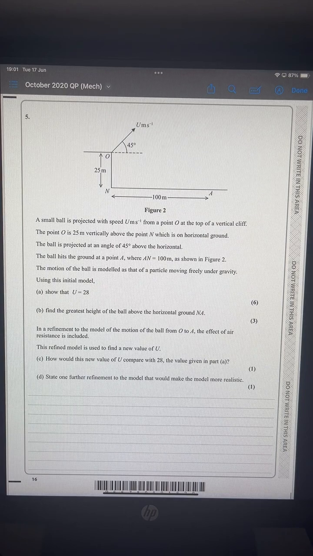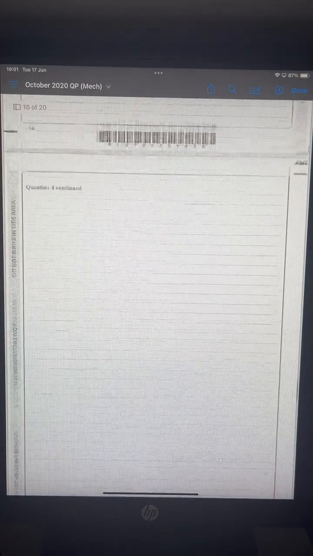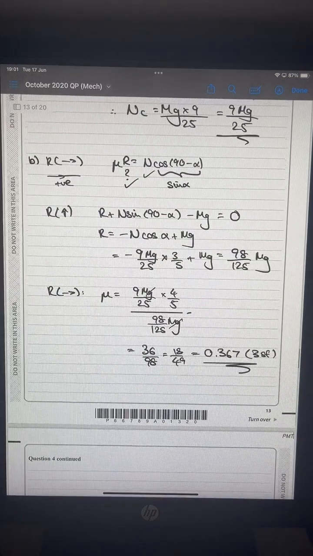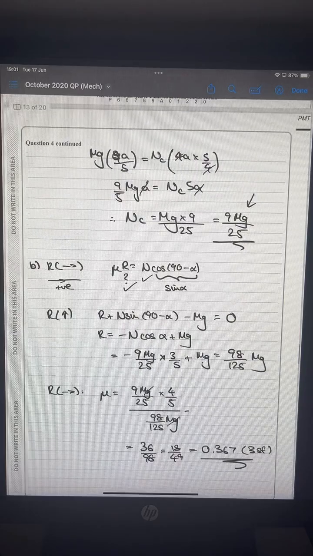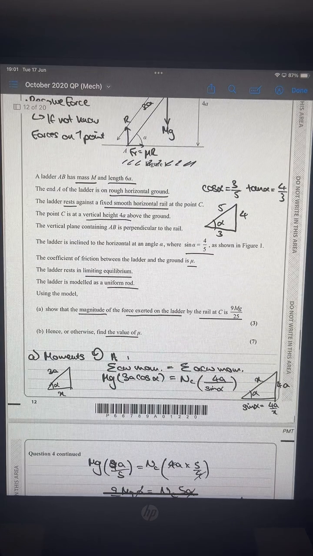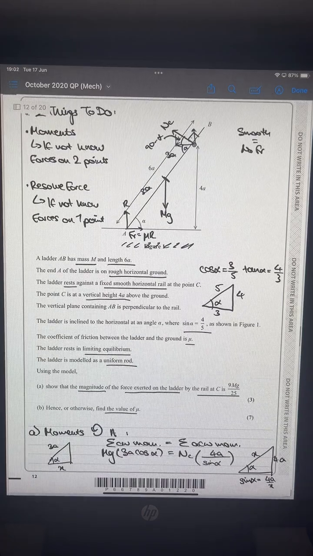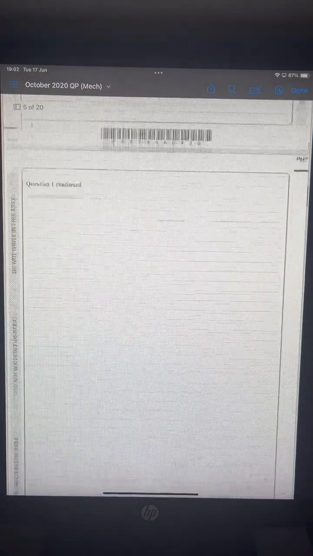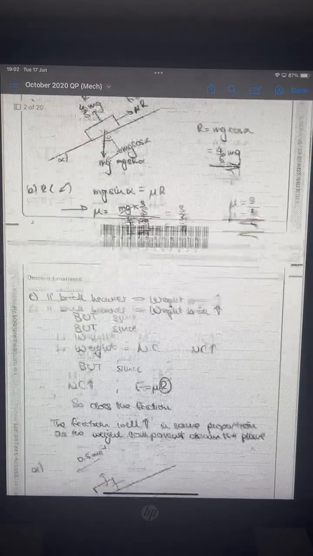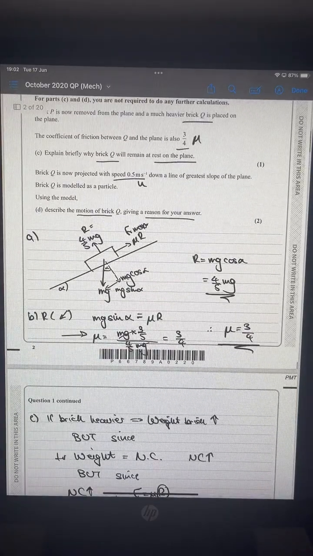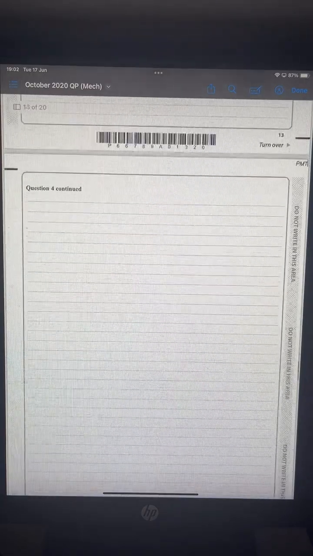If it asks you to find mu and it wasn't in equilibrium, then what would you do? If it wasn't in equilibrium, then you would have a resultant force, which means you've got an acceleration. So you would need to use F equals ma and resolve like that. That's a dynamics problem. This is a statics problem where things are not moving, but if you've got things moving, like up here, for example, you've got a dynamics problem. You have to use F equals ma. That's what you would do.